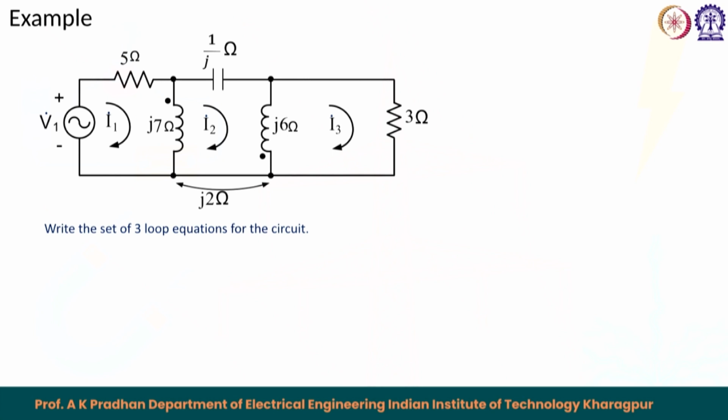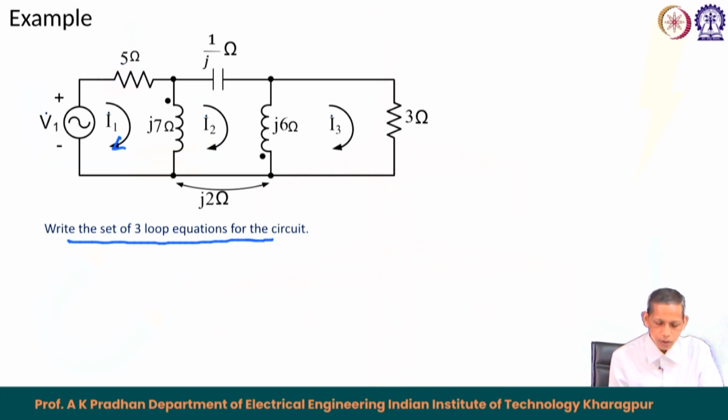Here in the next example, the question asked is to write the set of 3 loop equations for the circuit. So, there are 3 loops here, loop 1, loop 2 and loop 3. In the first loop, there is a 5 ohm resistance and a 7 ohm reactance, and this 7 ohm reactance is coupled with the 6 ohm reactance.